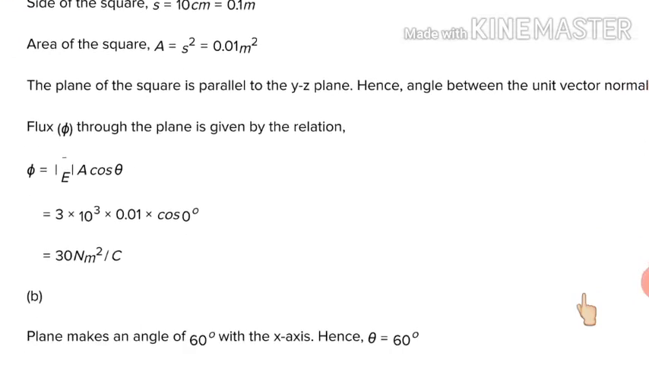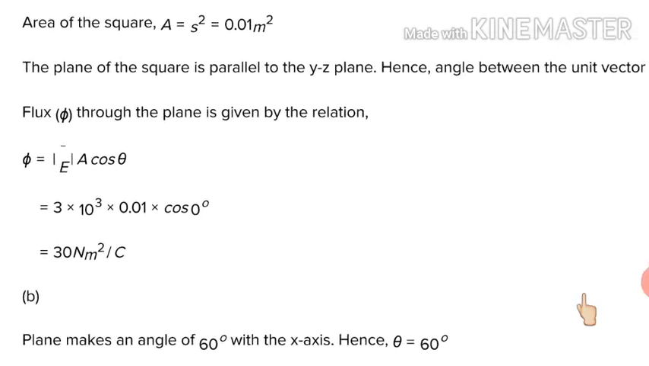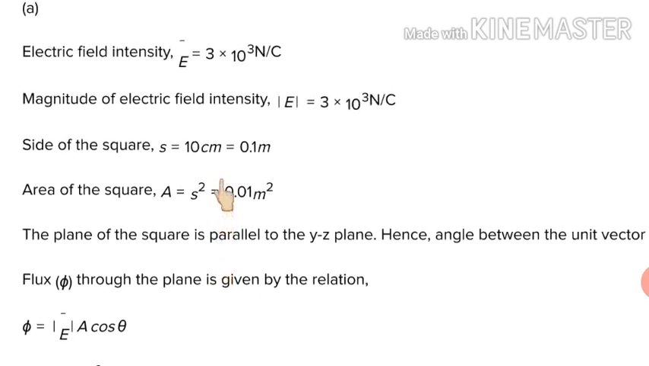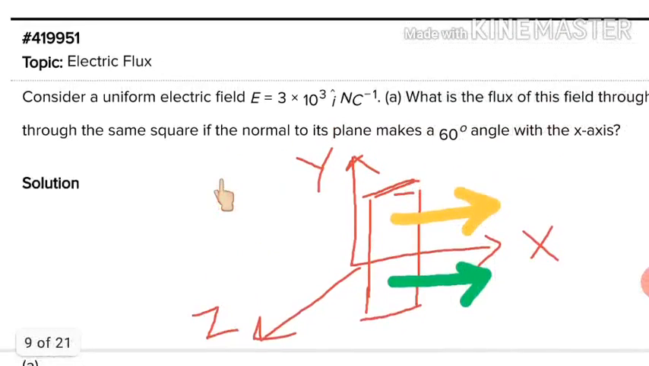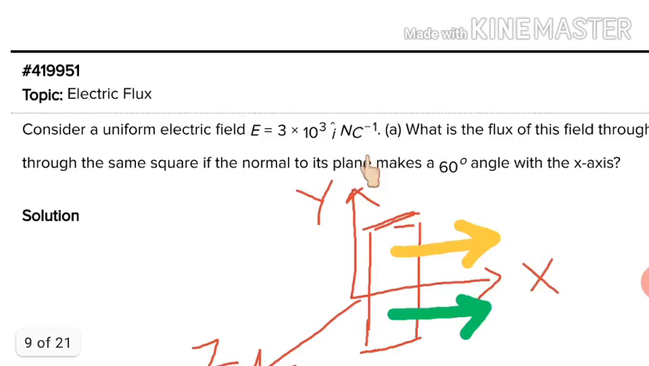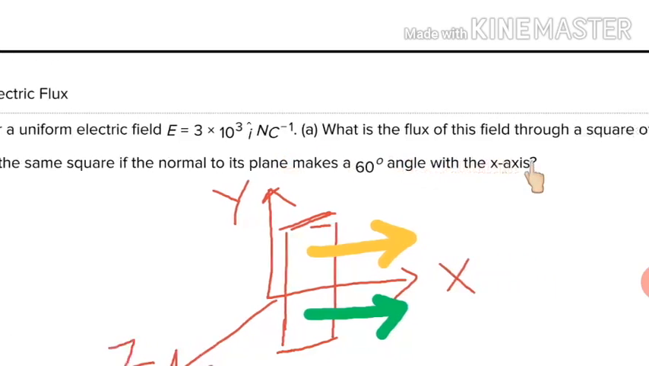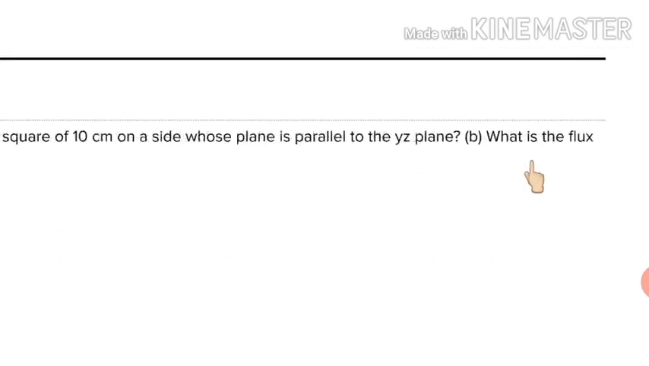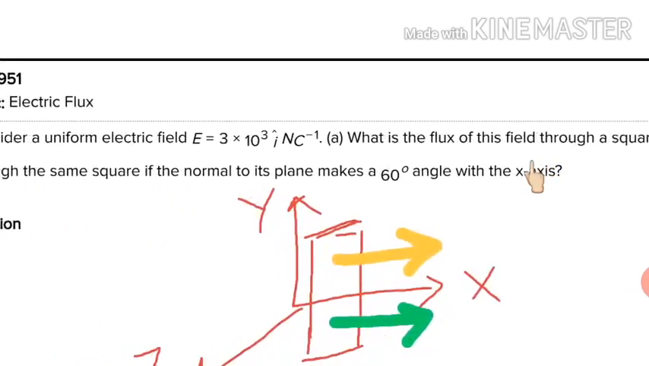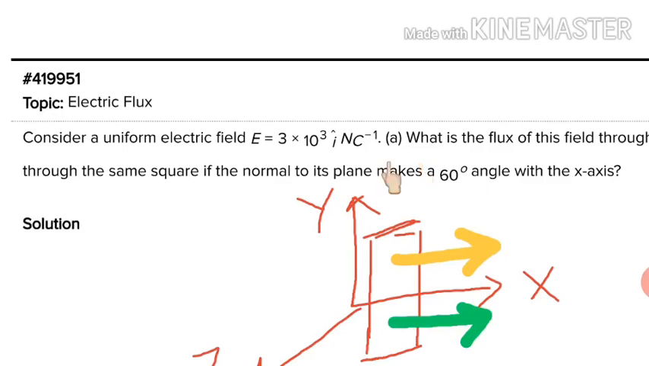So now flux we can easily calculate. We know the formula of flux, that is EA cos theta. E is already given, A we have calculated, theta is 0. So finally when we solve it, what will be the flux? It will be 30 Newton meter square per Coulomb. So I think this particular part is clear, how we can calculate the flux. Now let us read the second part of the question. Again we have to calculate the flux, but I think they will change the condition.